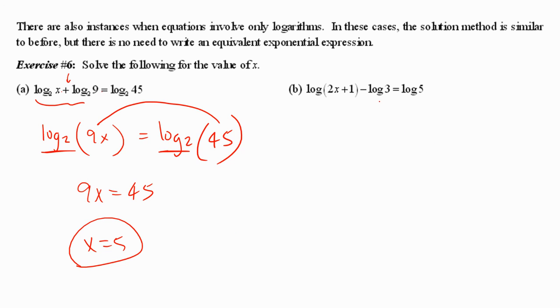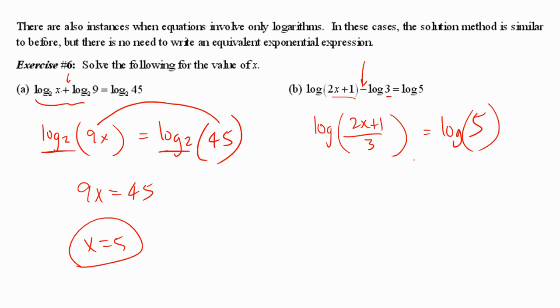Okay, same kind of thing going on here, only with subtraction. So condense the first two logs. Subtraction means division, so 2x plus 1 over 3. Take this 2x plus 1, this 3, write it like this. Okay, then if these logs have the same base, which is 10, and they're equal, then these parts must be equal. Sorry, that should be to the 5. 2x plus 1 over 3 must be equal to 5.